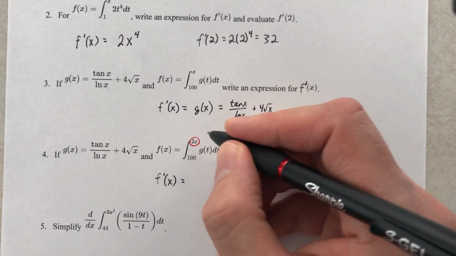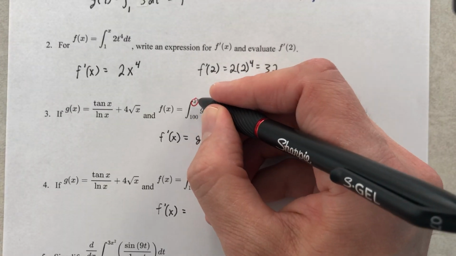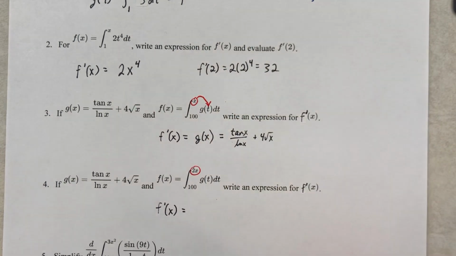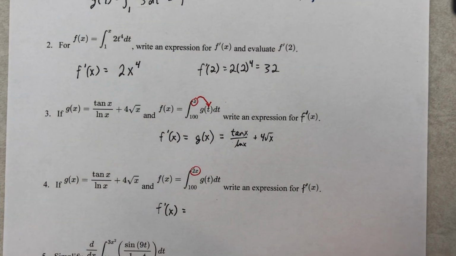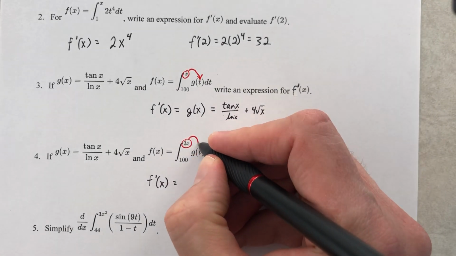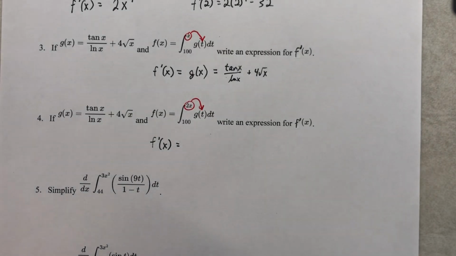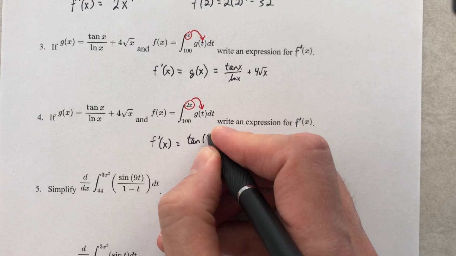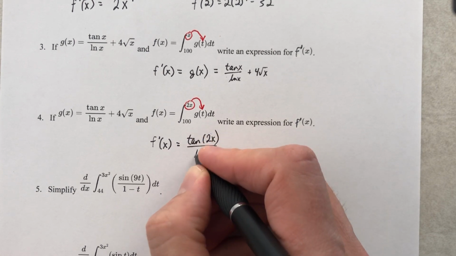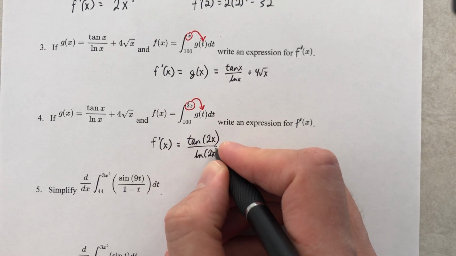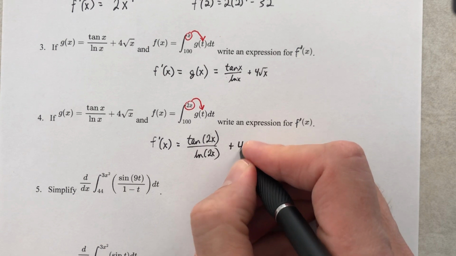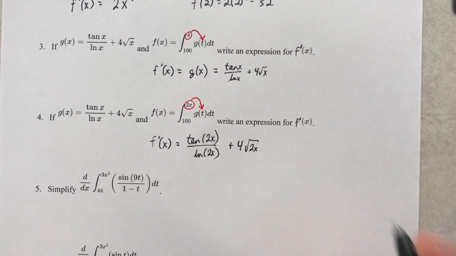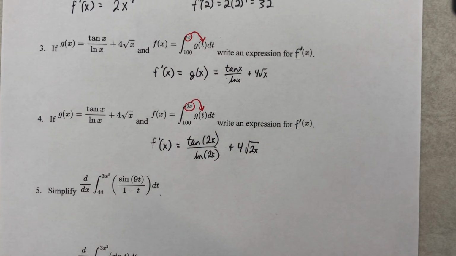This x is going to go right there. That's kind of what we did. This 2x is going to go right there. And we're going to have tangent of 2x over the natural log of 2x plus 4 times the square root of, you guessed it, 2x. Now, we're not done. I want you to hold that thought.